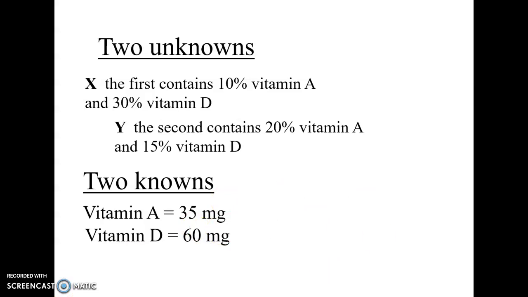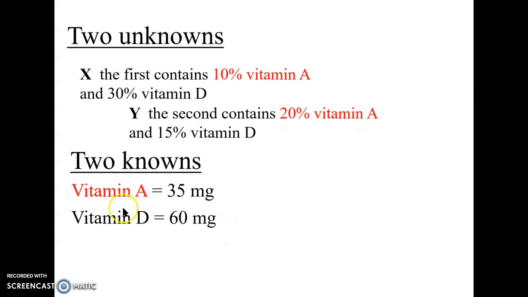All right, let's just look at vitamin A. So we know however much X is going to have 10% vitamin A, Y is going to have 20% vitamin A, and the mix of the two has to add up to 35 milligrams. So I took my known, used my unknowns to make an equation with a constant on the right side.